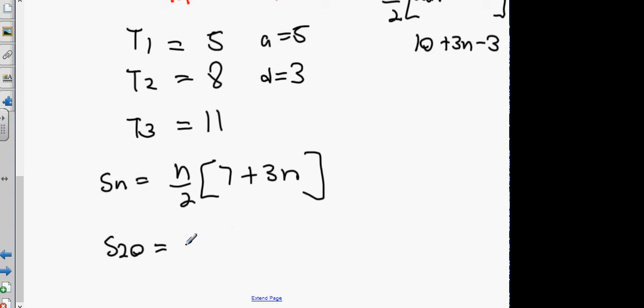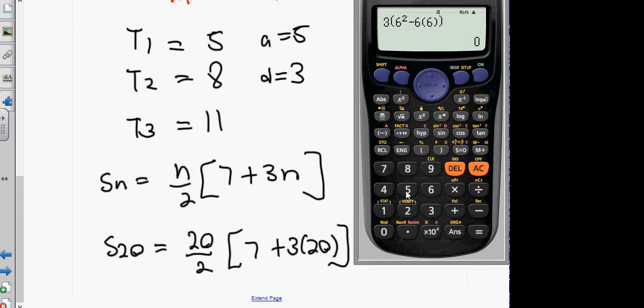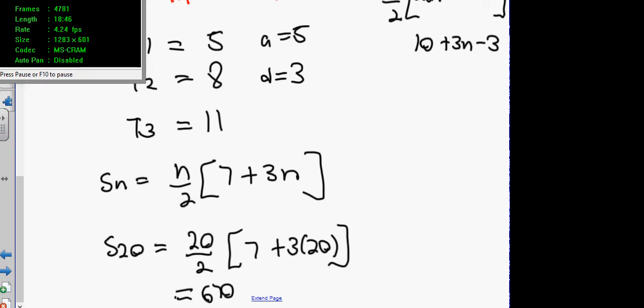To figure out what S20 is going to be, you just divide 20 by 2. 7 plus 3 times 20, close the bracket. And what you can get here is the following. 20 divided by 2, brackets 7 plus 3 times 20, close the bracket, and your answer would be 670. When you add up 20 terms, the answer is 670. Alright.